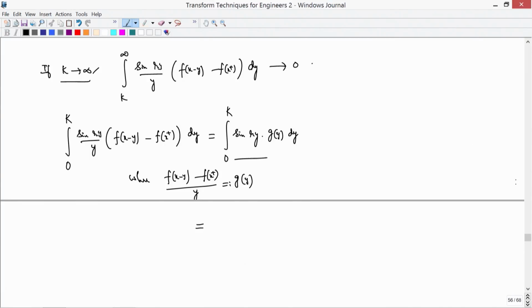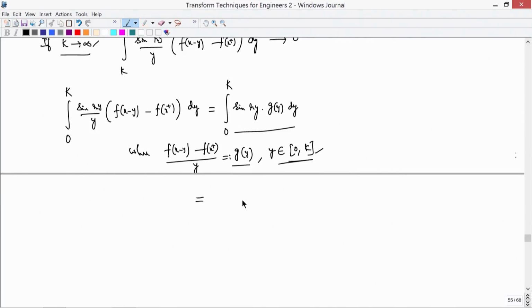Now think of g as a function on y belonging to 0 to k, and because f is an absolutely integrable function and 1 by y is bounded between 0 to k, it is well defined. You have to worry about f being a piecewise continuous function. So this numerator is piecewise continuous except at y equal to 0. In this 0 to k interval, g of y is piecewise continuous, or rather piecewise smooth, because that is what we chose in the hypothesis: f is a piecewise smooth function, on this finite interval, except at y equal to 0.